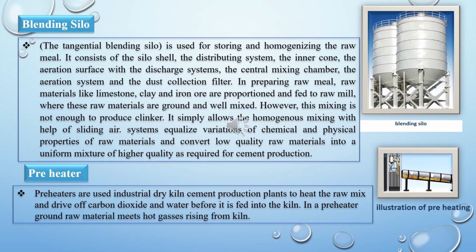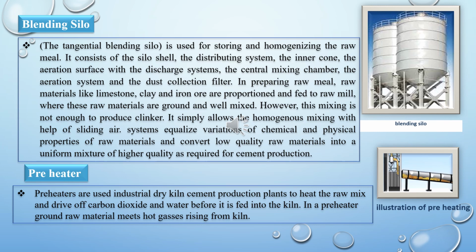Students, as I have said earlier, the homogenized form of raw material will enter into the silo. So our next equipment is the blending silo. Blending silo is used for storing and homogenizing the raw meal. It consists of the silo shell, the distributing system, the inner cone, the aeration surface with the discharge system, the central mixing chamber, the aeration system and the dust collection filter.